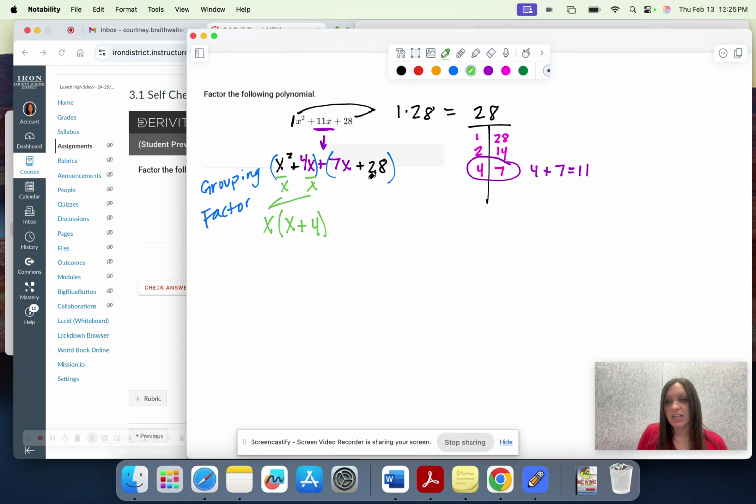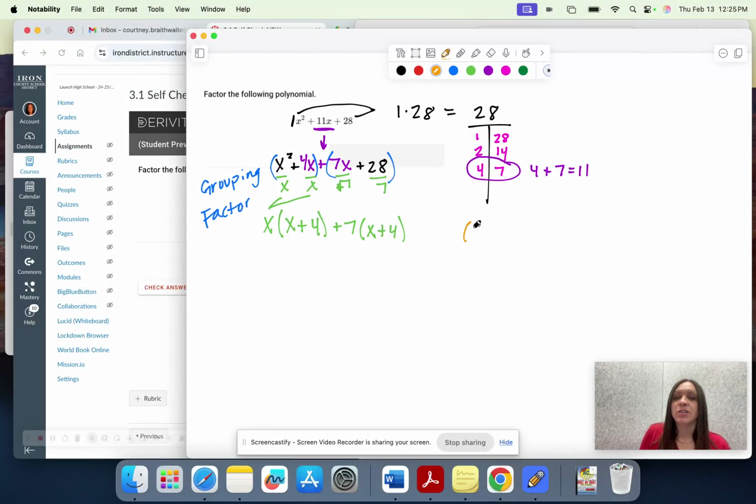And then here, my 7x plus 28, I am going to factor out the greatest common factor. So 7 and 28 both divide by 7. So I'm going to bring out a positive 7, and I'm left with x plus 4. Now I hope this looks familiar. This is what we do when we multiply.